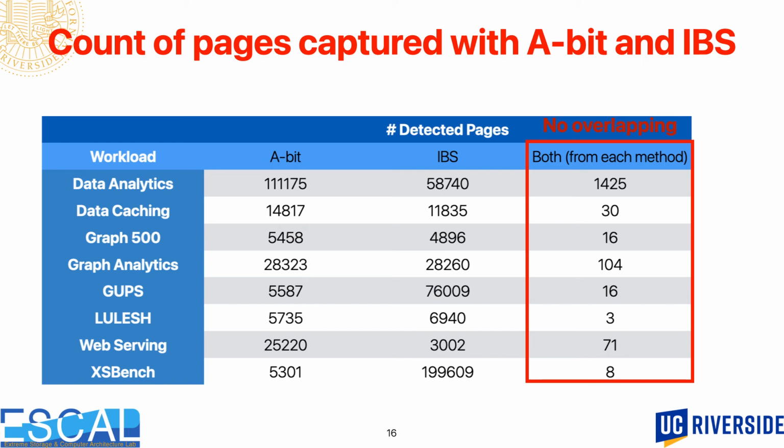Moreover, we can see the ratio of collected pages from A-bit and IBS. The ratio is different in each benchmark. That means in some benchmarks, such as web serving, TLB misses are dominant. On the other hand, in data analytics, GOPS, and access bench, cache misses are dominant. This is another indication that A-bit and IBS can be used together.